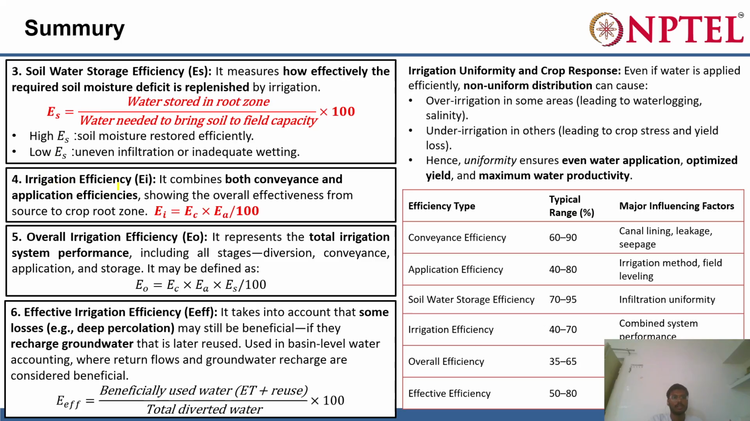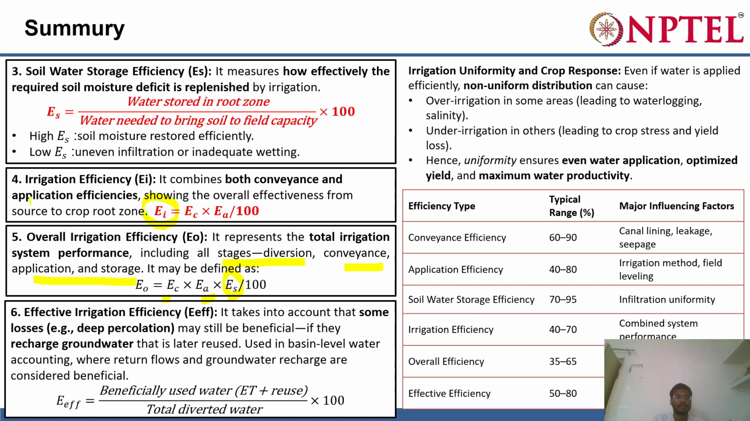Next, we have irrigation efficiency. It combines both conveyance and application efficiency, showing the overall effectiveness from the source to the crop root zone. Just by multiplying conveyance and application efficiency, you get the irrigation efficiency. Then overall irrigation efficiency represents the total irrigation system performance, including diversion, conveyance, application, and storage. It combines all of these: conveyance, application, and storage efficiency.